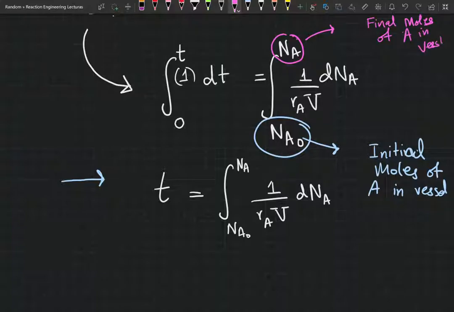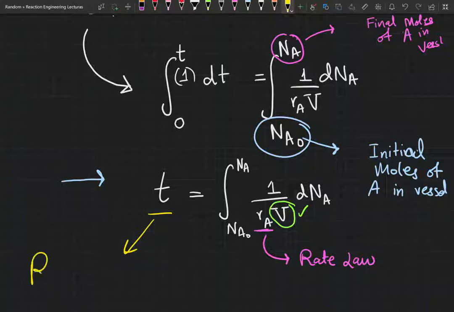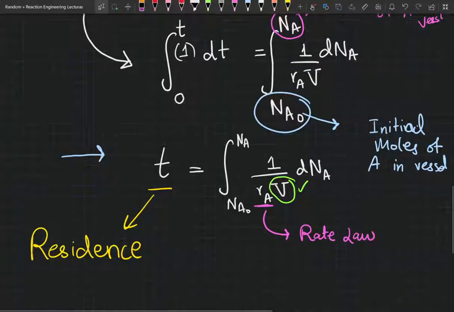Okay, and so if you know the volume, and in most cases you're given the volume of the batch reactor, and you have the rate expression, the rate law, in a mathematically friendly form, then you can just evaluate this integral on the left hand side and get what's known as the residence time. The residence time is a key parameter in batch operations.